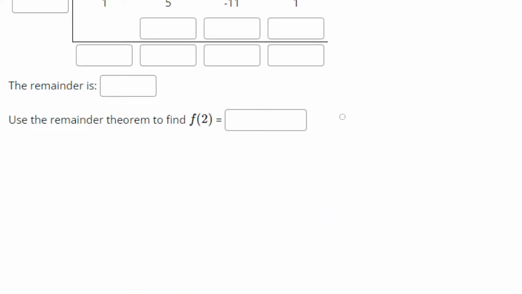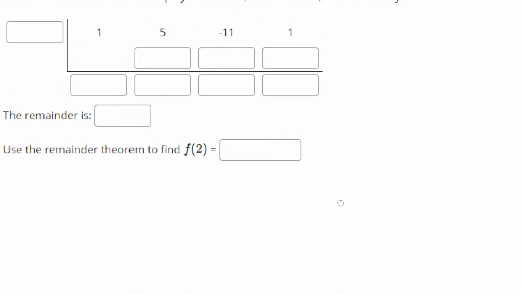So then this next problem is: determine the remainder of the polynomial x cubed plus 5x squared minus 11x plus 1 when it is divided by x minus 2. Now, I kind of don't like what Lohman is doing here. It says use the remainder theorem to find f of 2. We actually learn about the remainder theorem in the next chapter, so I'm not sure why they're bringing this out.